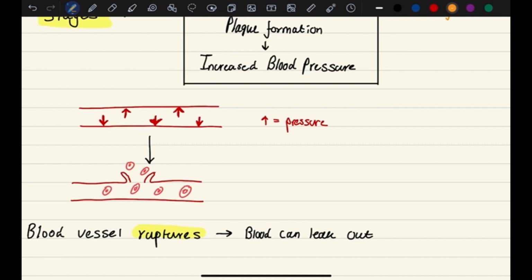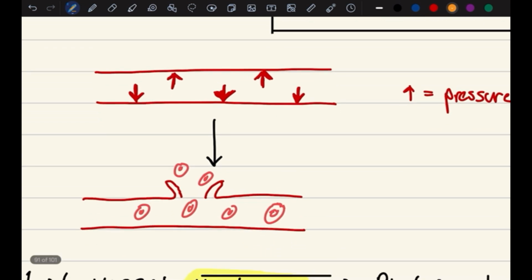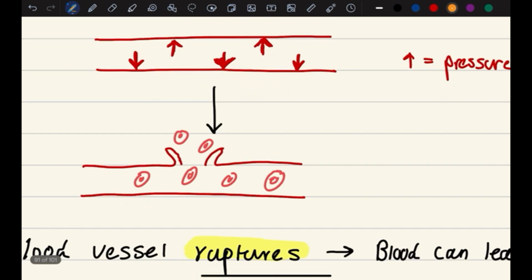Now, what can happen? We're accepting that there's an increase in blood pressure because of that positive feedback cycle. So you can see here with the arrows, it's pushing up against the wall of your blood vessel, your artery. And when that happens, eventually it can burst. So the wall of the artery bursts, and this allows your red blood cells, as you can see here, to start to leak out. So blood's leaking out of the arteries, obviously no bueno for us.